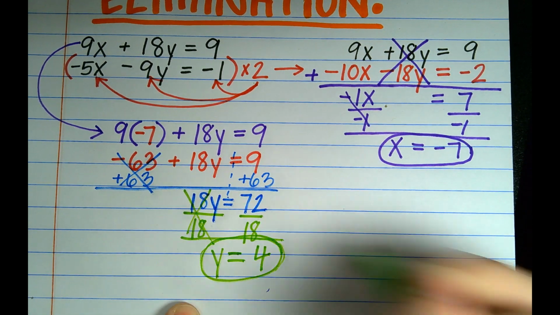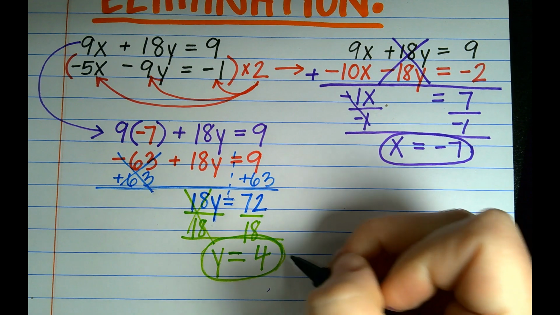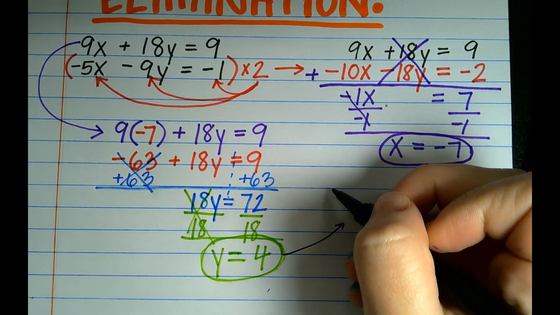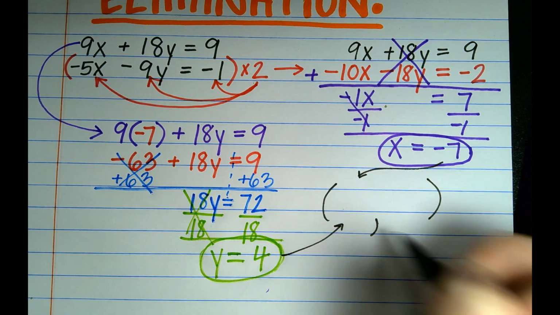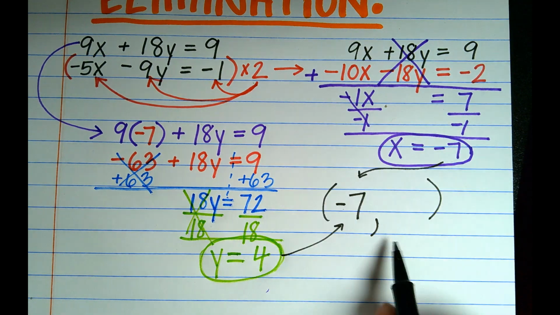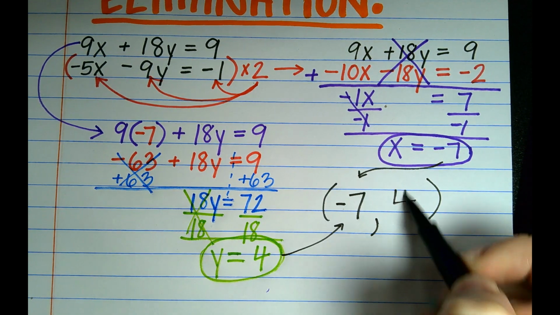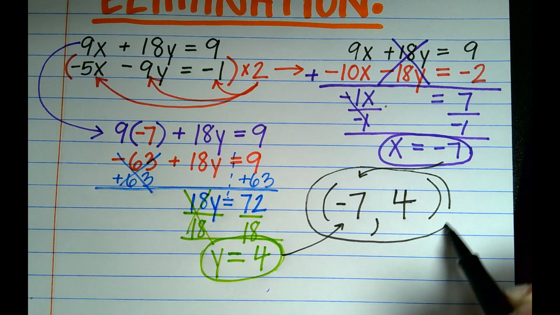So now we have x equals -7, y equals 4. And if we wanted to write it as a coordinate, we could do that. Which value comes first? X. So -7, comma, 4. That's our y. There we go.